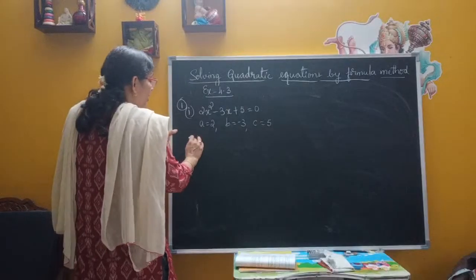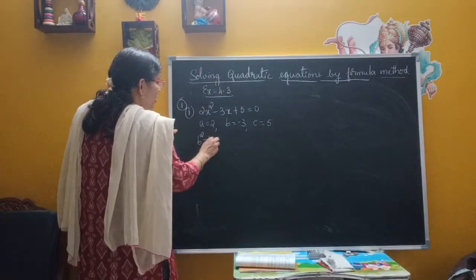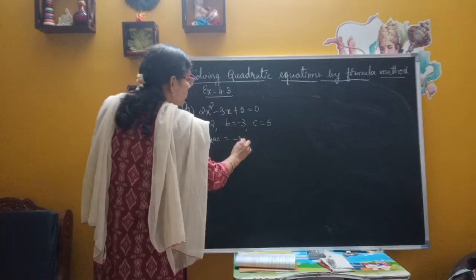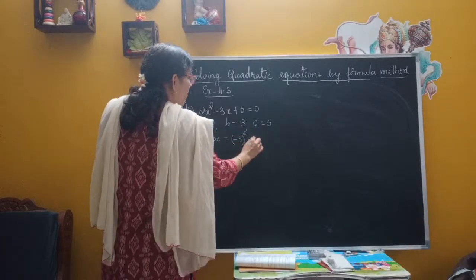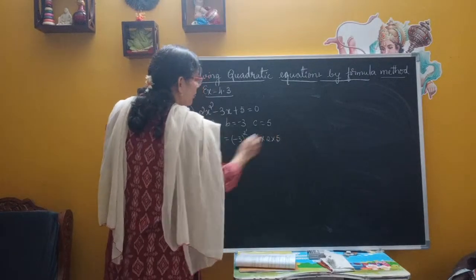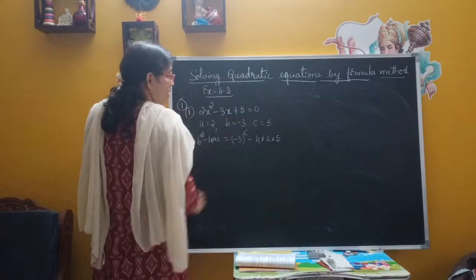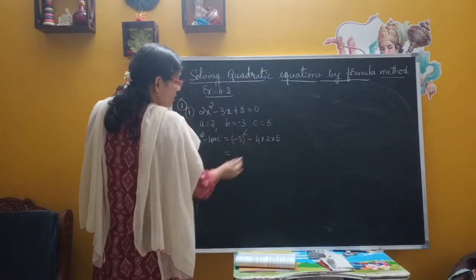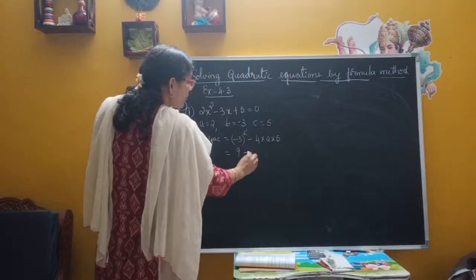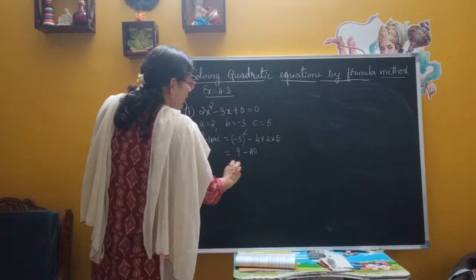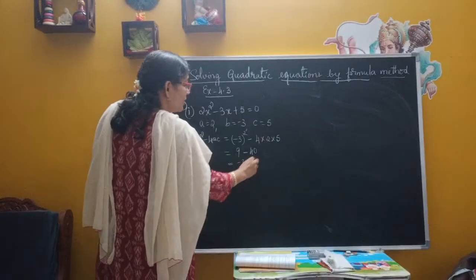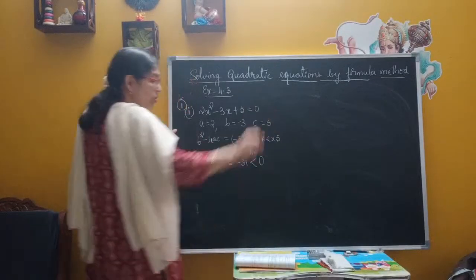Now let us find discriminant, that is b square minus 4ac. Substitute these values. B square is minus 3 whole square minus 4ac, 4 into 2 into 5. 4 into a into c. So what do we get here? Minus 3 whole square is plus 9 minus 4 2s are 8, 8 5s are 40. So 9 minus 40, what do we get? We get minus 31. Yes, this is less than 0, negative number.